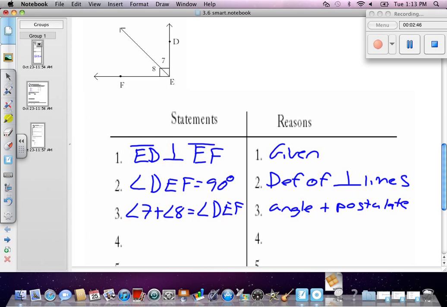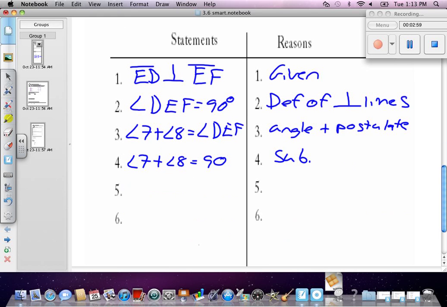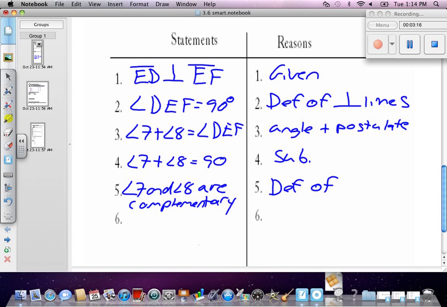Then we're going to say angle 7 plus angle 8 equals 90 degrees. We're going to call this substitution. So I took out DEF and put in 90 degrees. And finally, I'm going to say angle 7 and angle 8 are complementary, by the definition of complementary angles.